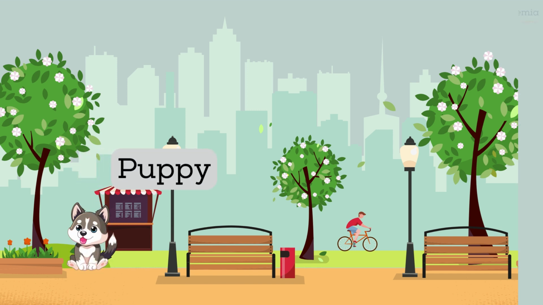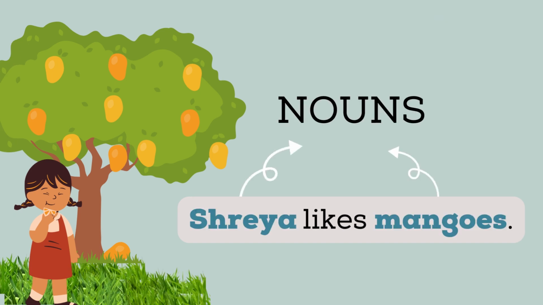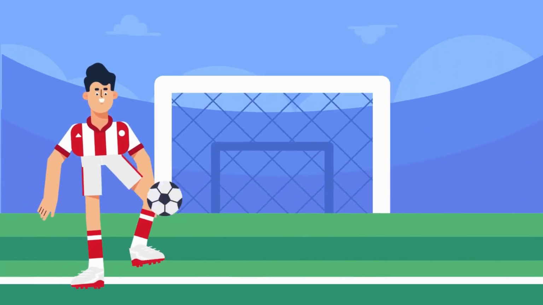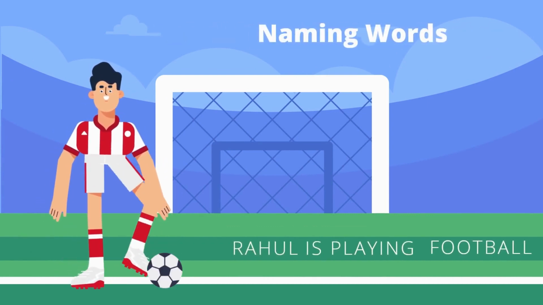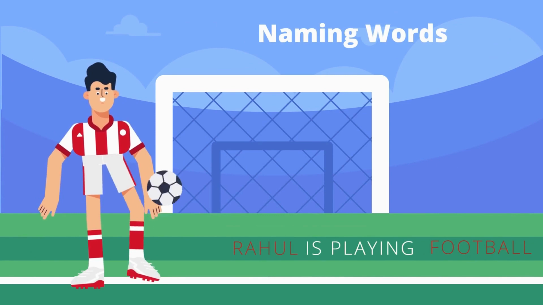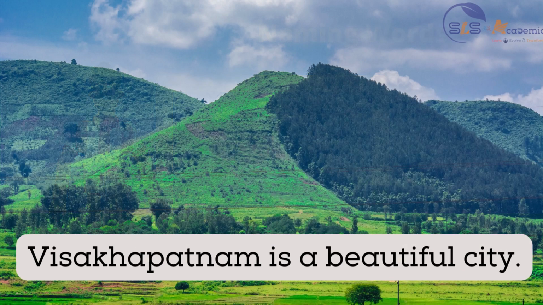Let's try another example. In the sentence, Shreya likes mangoes, both Shreya and mangoes are nouns. Shreya is the name of a person and mangoes is the name of a fruit. Similarly, in the sentence, Rahul is playing football, Rahul and football are both nouns. Rahul is the name of a person and football is the name of a game.